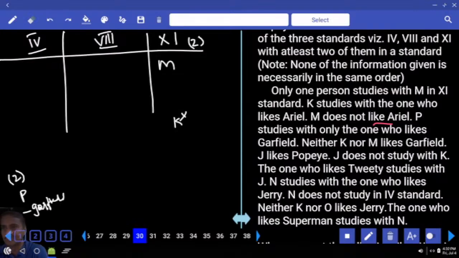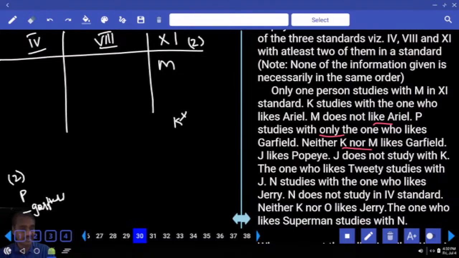It is not the reason for no, isn't it? No. Now if P is here, then this must be Garfield. Possibility is there or not? Yes, there is a possibility. Hence, P and Garfield may be in the 11th standard or somewhere else. Now, as of now, we cannot determine anything regarding this.